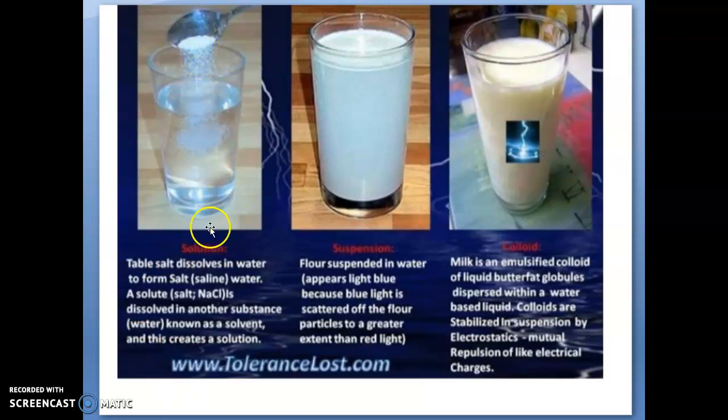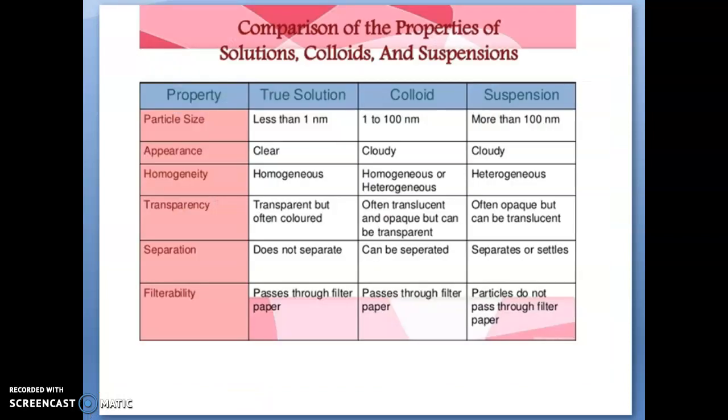These are examples for the salt solution. It is the example for the true solution. Suspension is, for example, flour suspended in water. That means if we dissolve some powder, that is the suspension. The biggest example of a colloid we can say is milk. Milk is an emulsified colloid. Emulsion is something that comes under the classification of colloids. That is milk. Next we are going to look at the classification of colloidal systems.